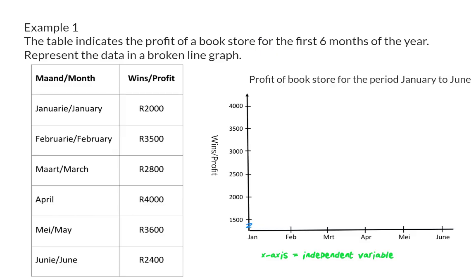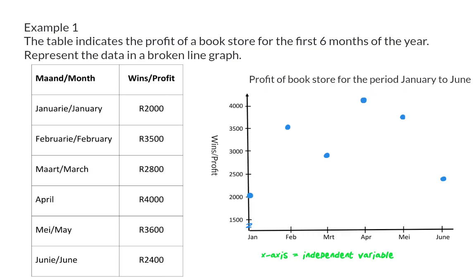And now one by one, we're going to plot points for the given data. In January, the profit was 2,000 Rand. In February, the profit was 3,500 Rand, and then it dropped in March to 2,800 Rand. In April, they had their biggest profit of 4,000 Rand, and in May it was 3,600. Then finally, our last value in June was a profit of 2,400 Rand.